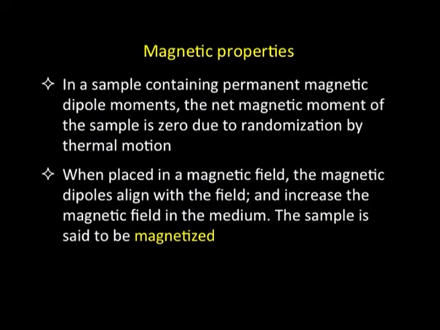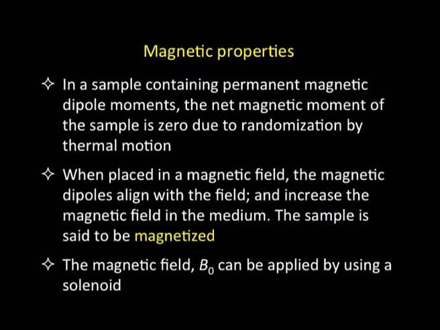But the moment I put such a material into a magnetic field, these magnetic dipoles, which were randomly oriented earlier, now start aligning with the field, and in the process the magnetic field in the medium increases, and the sample is said to be magnetized. That means, we remember that in case of electrical field application there was a kind of polarization. Here we get magnetization, and a magnetic field, you know, can typically be generated by using a solenoid.